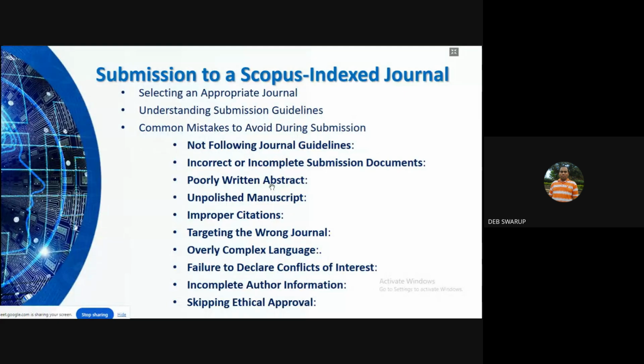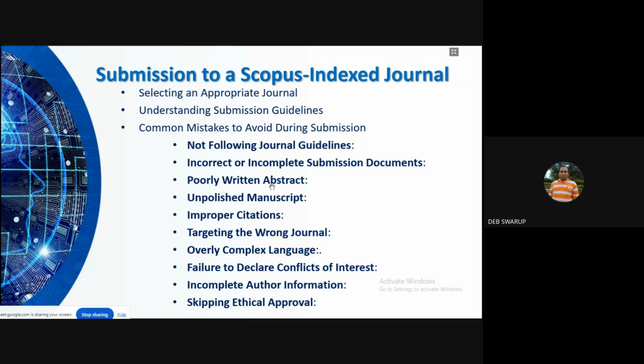Then, what are the submissions to a Scopus indexed journal? What are the common mistakes we tend to make? And do we read the submission guidelines? Now, this is one part which we want to discuss in detail. Selecting an appropriate journal, I'll tell you how to select later on. First, let us understand what the submission guidelines are.